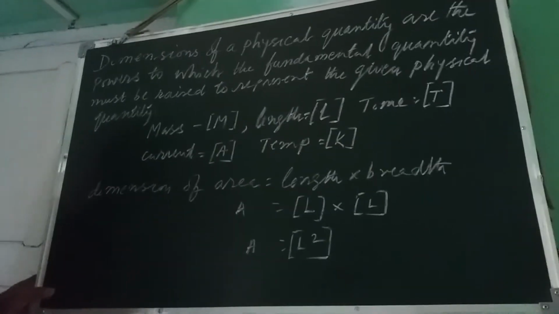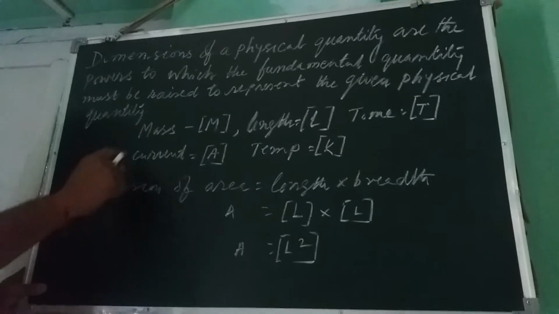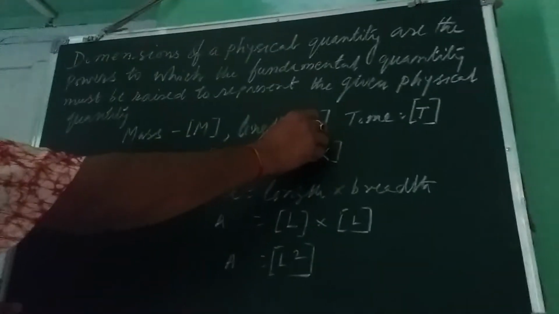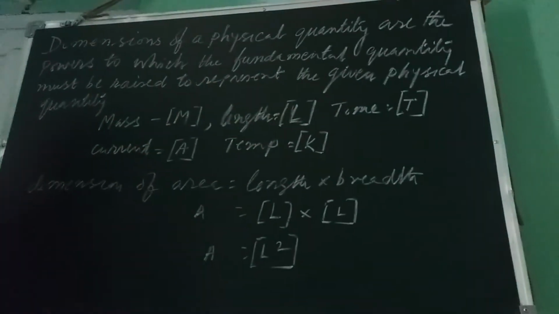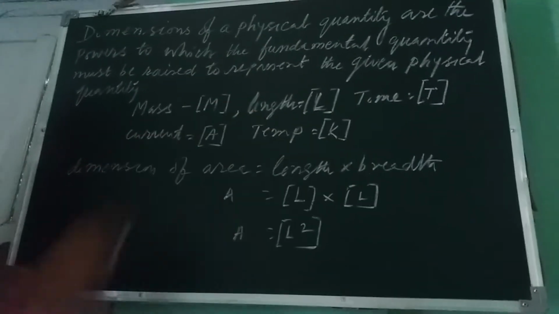For example, dimension of mass. The dimension of mass is denoted in that way. Dimension of mass is M, length is L with a capital L, time is T, current is denoted by A, and temperature is K.